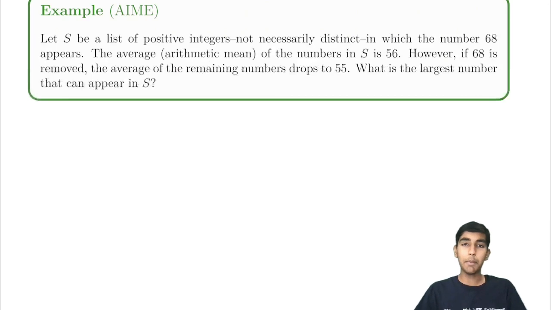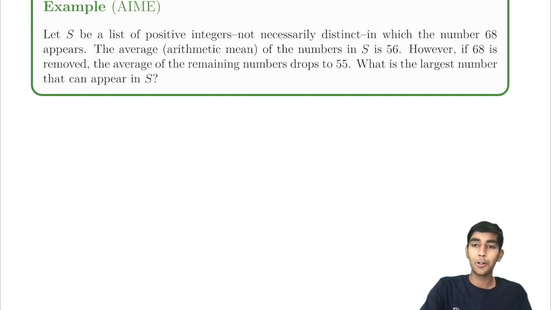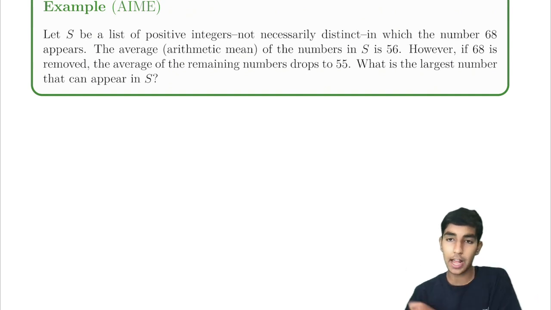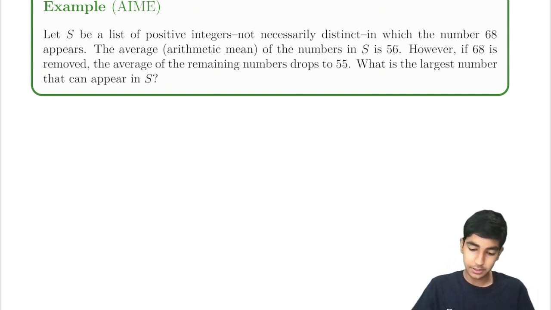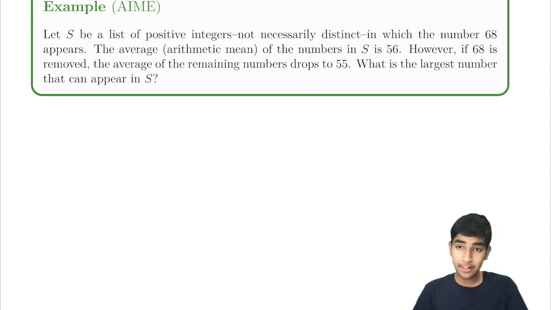Let's take a look at an application of this seemingly simple concept. Let S be a list of positive integers, not necessarily distinct, in which the number 68 appears. The average of the numbers in S is 56. However, if 68 is removed, the average drops to 55. What's the largest number that can appear in S?